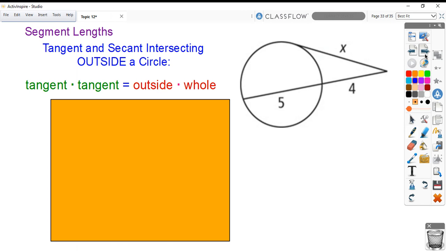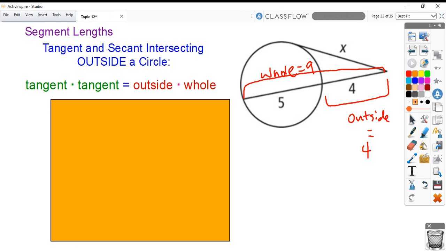Go on now to our last one. Our last rule says that when you have a tangent and secant that intersect outside of a circle, the length of that tangent piece, tangent times tangent, equals outside times whole. Don't lose track of what your outside and whole are. This right here is the outside. The outside is 4. This right here, the whole entire thing, the whole is 9. Don't lose track of that.